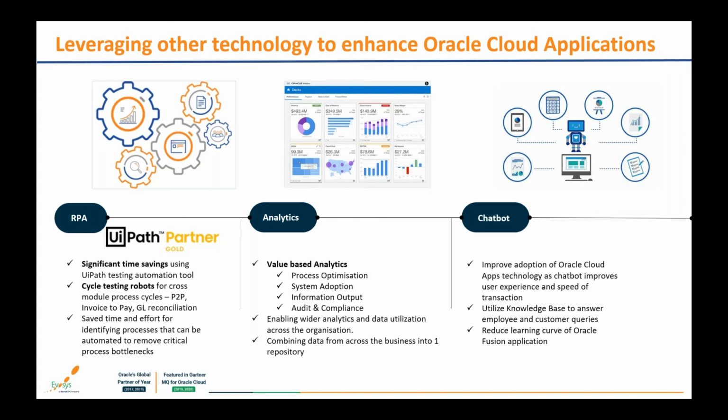From an analytics perspective, our value-based analytics can be overlaid on the existing analytics that you have in place, and it provides information and outcomes around 4 key areas. We look at identifying processes that can be optimized or even automated, and they would typically feed into our RPA. From a system adoption perspective, we can help identify areas and reasons for low adoption rates, and in turn provide recommendations on changes to improve these.